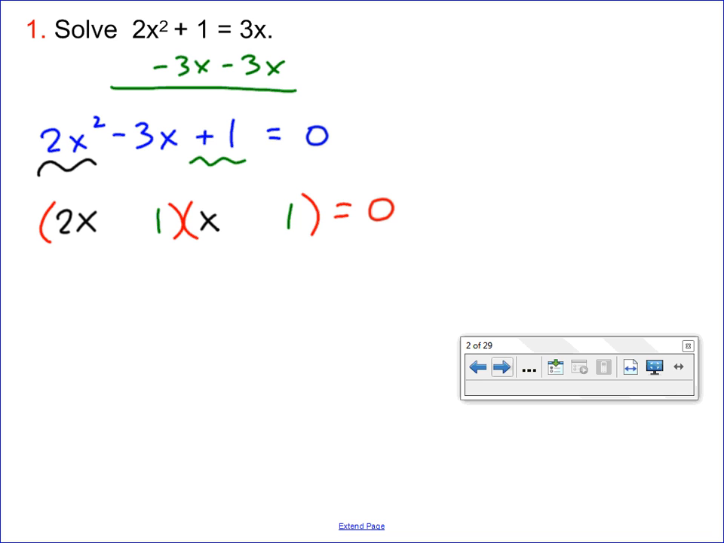So we can go ahead and fill these in and check our outer and inner product. So right now I'm going to check my outer product. 2x times -1 is -2x. When combined with my inner product, -1x, does that give me the -3x? Yes, it does. So I know I factored it correctly.